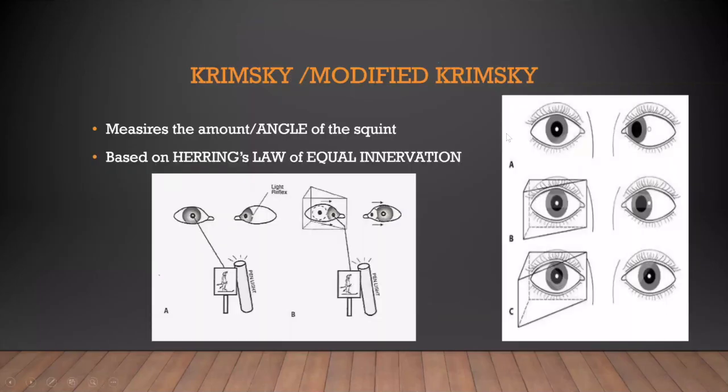Now, this is Krimsky's and modified Krimsky's test. What this test does is basically assess the amount of squint using prisms. The utility of this test is for a patient who cannot see well. So the visual acuity is poor and you have to assess the amount of squint.